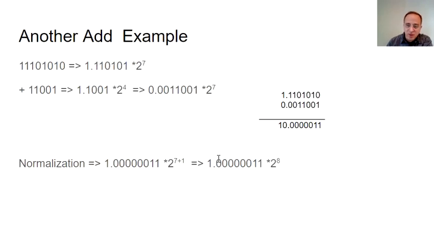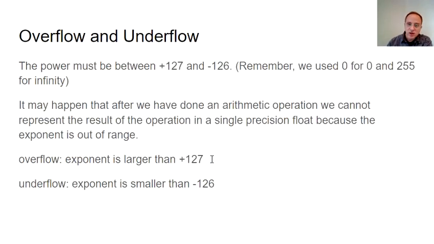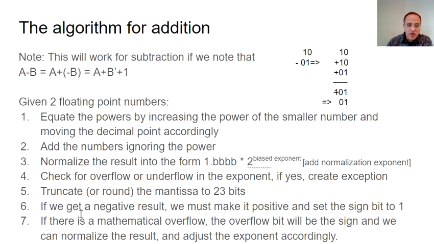If this is our number, our mantissa is 00011. That's not 23 digits. We need to add some more zeros to the right to make it 23 digits. Then if we get a negative result, we actually have to switch it to be positive by the same formula and set the sign bit to be 1. Because remember, a 0 is a positive number and a 1 is a negative number. We're not using 2's complement to represent negative numbers. We're putting a sign bit of 1 or 0.